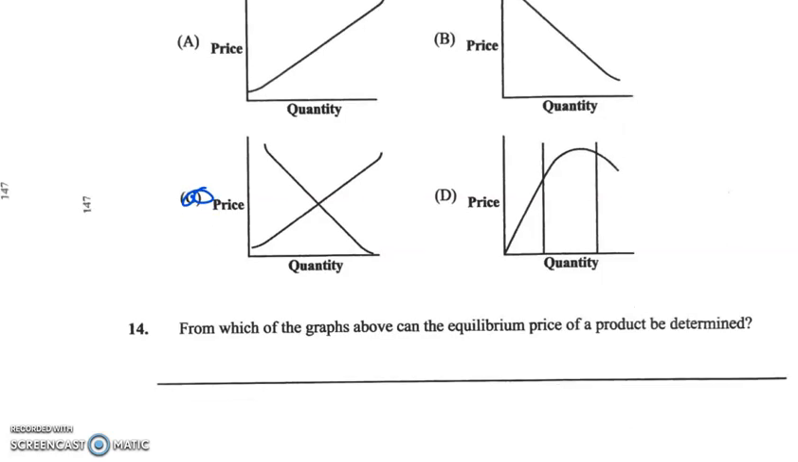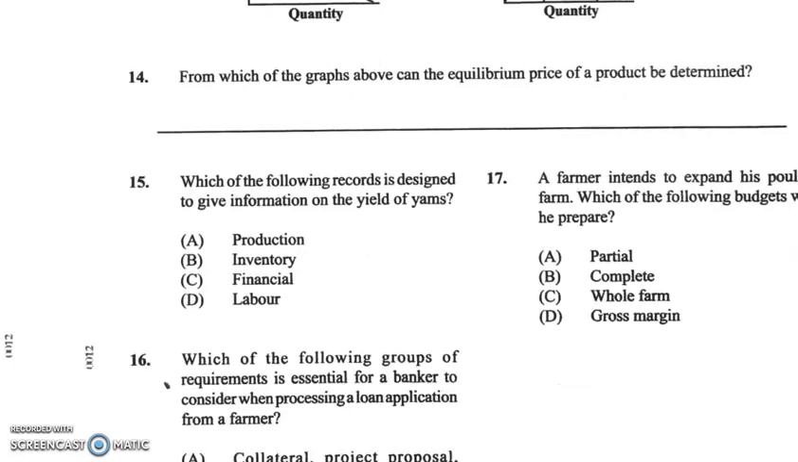Very good. Question 15. Which of the following records is designed to give information on the yield of yams? And if your answer to question 15 is production records, you are correct.